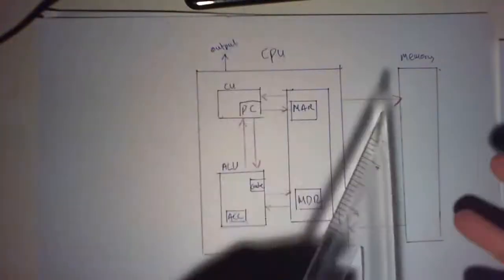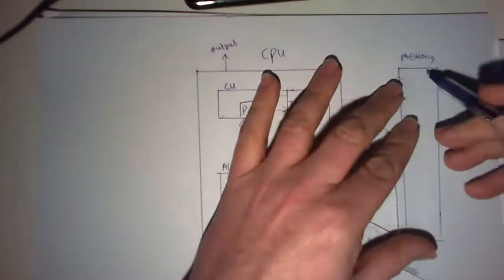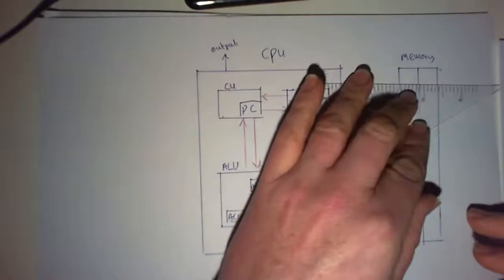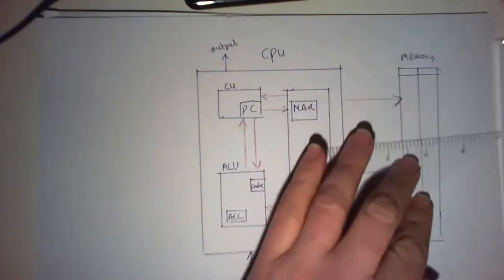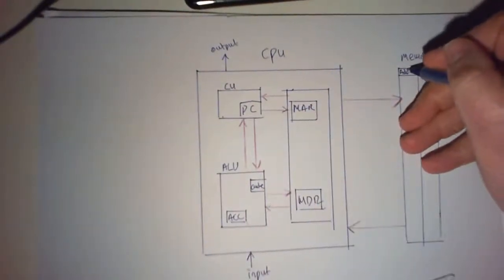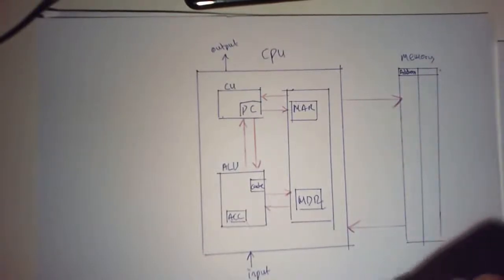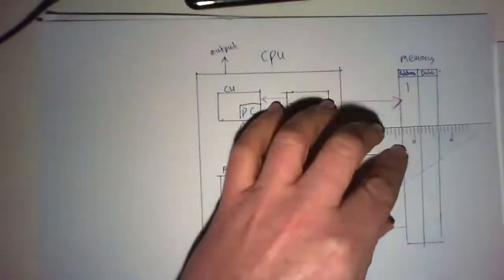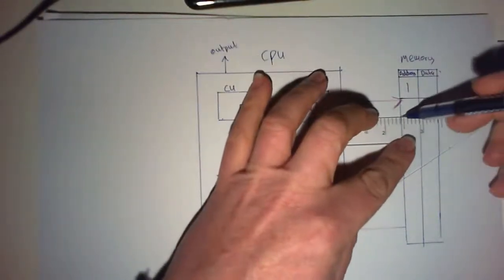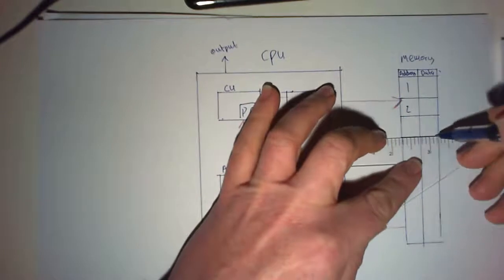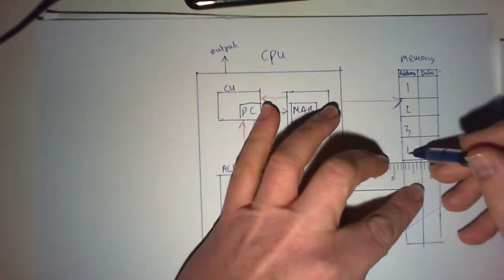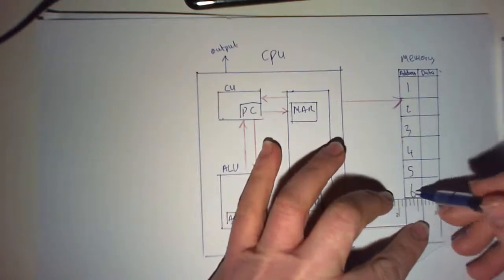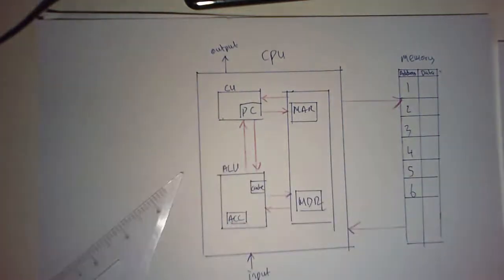Okay, so let's start with the memory. This memory is going to contain a program. So we'll do the simplest type of program possible. This is going to contain the address, and this is going to contain the data. So we'll put in simple addresses 1, 2, 3, 4, 5, and 6.